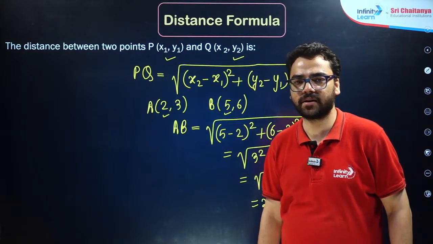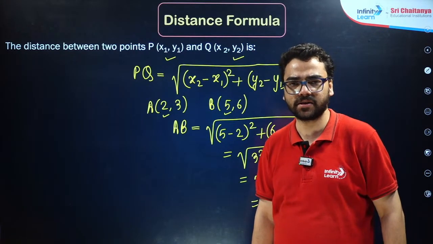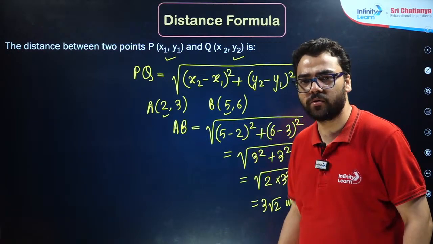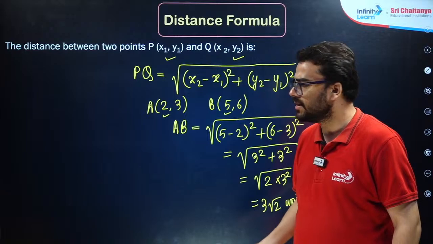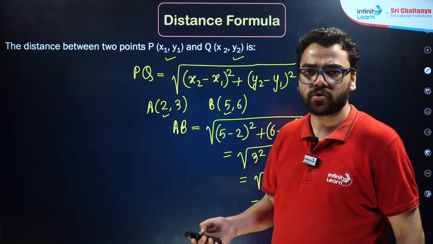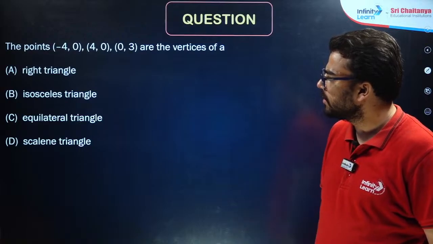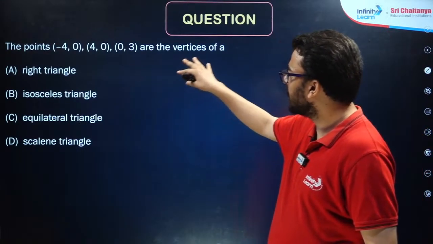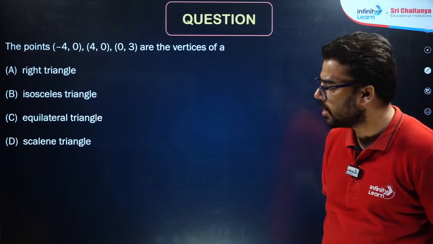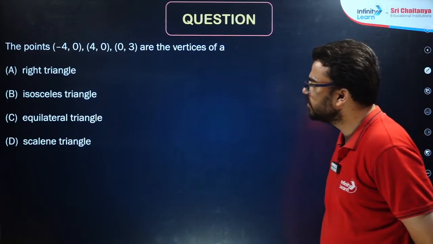Right, so it's a direct question on the basis of the distance formula, which can be asked many a times, obviously. 3 root 2 units. But obviously, every time you'll not get a direct question like this. It can be twisted as well. So let us take the other problem. For example, the points, these are the vertices of a right triangle, isosceles triangle, equilateral triangle, or scalene triangle. So you have to decide that thing.